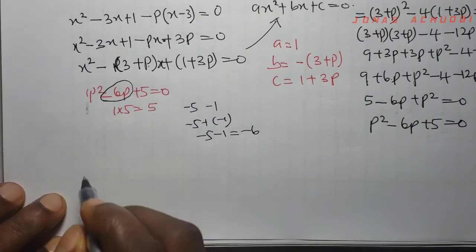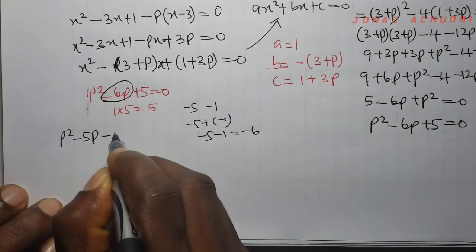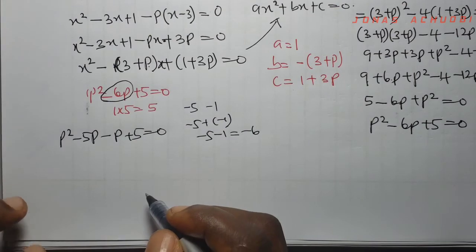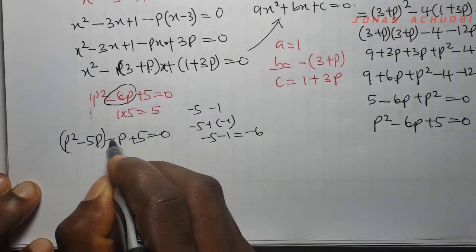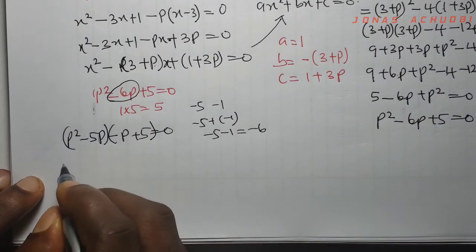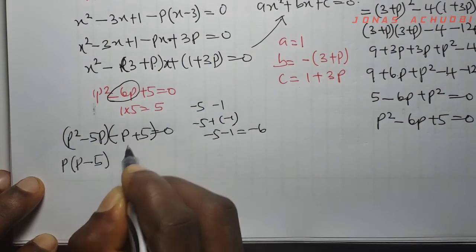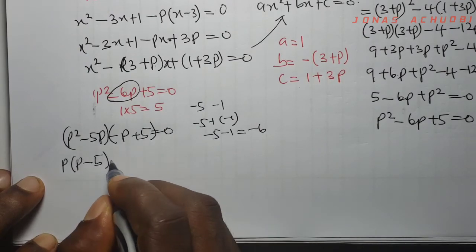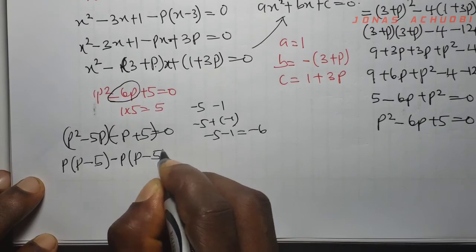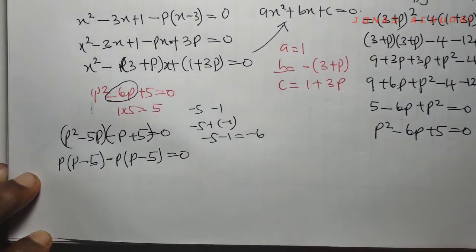So this now becomes p squared minus 5p minus p plus 5 equal to 0. And like we always did, we now group them in pairs and factorize. From the first bracket, we can factorize p, and we have p minus 5. From the second bracket, we can also factorize minus p, and we have p minus 5 equal to 0. We stop to check if we are correct or not.